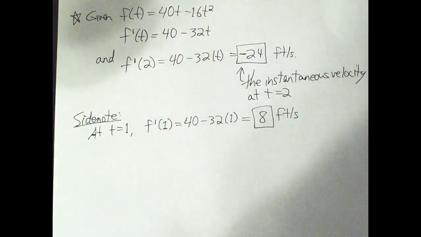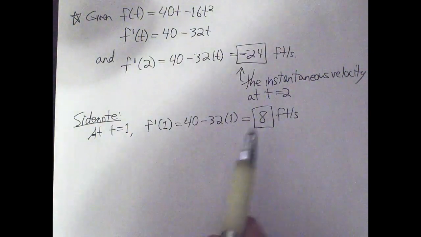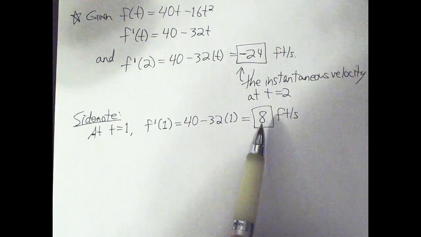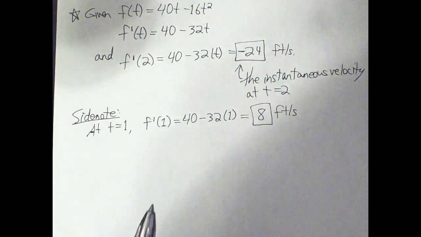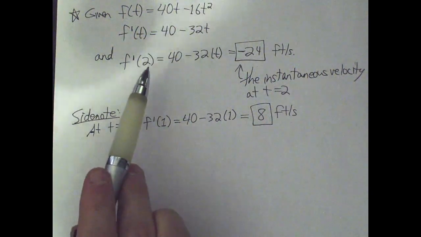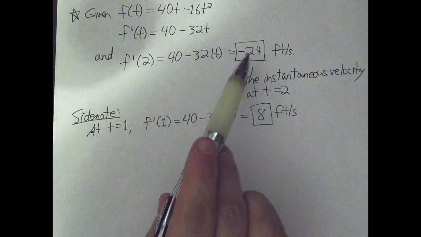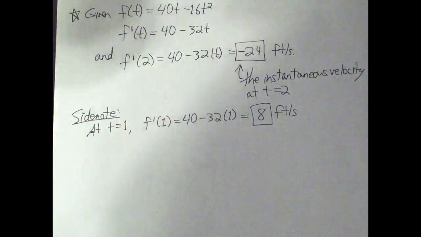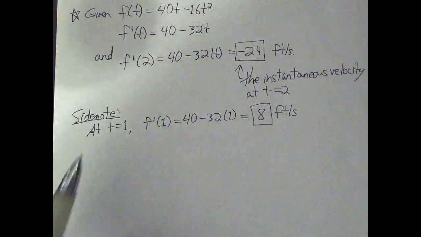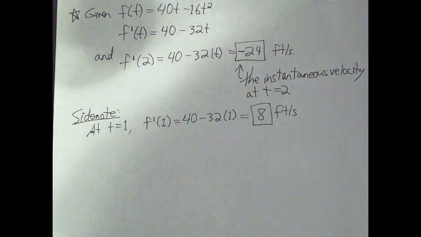So the thing that I wanted to show you here is that 1 second after the ball is thrown, its velocity is 8 feet per second, and it's a positive 8, which means the ball is still going up. By the time we get to 2 seconds in, we have a negative velocity. The ball is already on the way down. There's some moment in between t equals 1 and t equals 2 where that switch must have occurred.